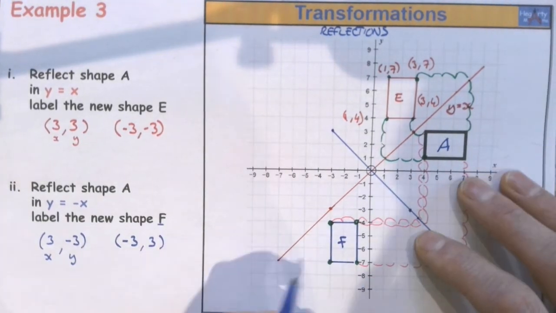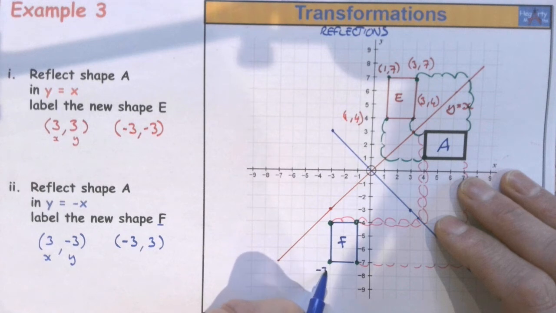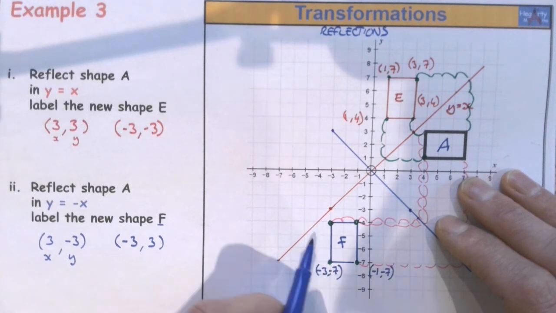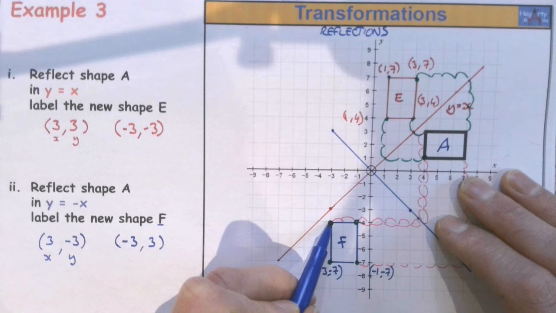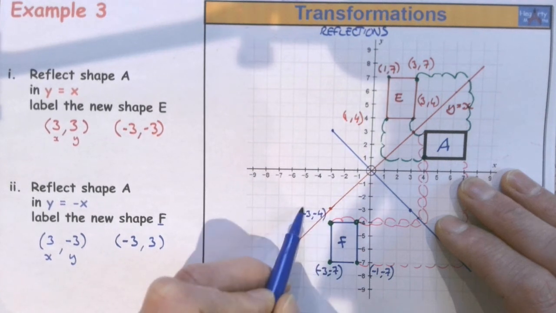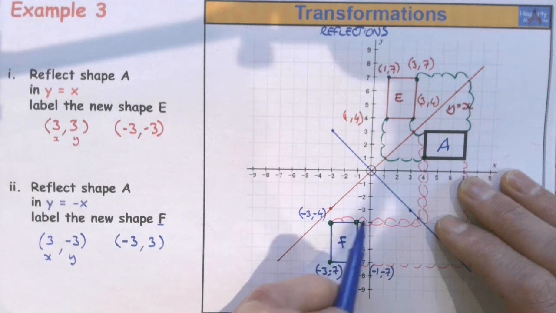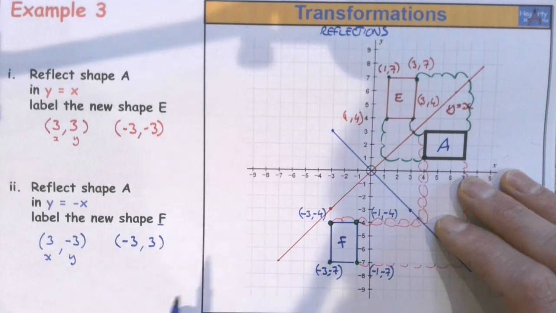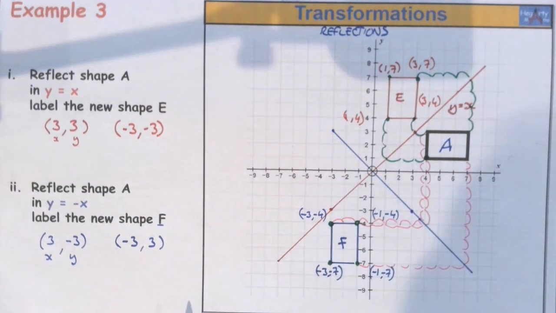And we write down the coordinates, so that's going to be -3, -7. That's going to be -1, -7. And the coordinate -3, -4. And that one is -1, -4. Okay. And then we are done.